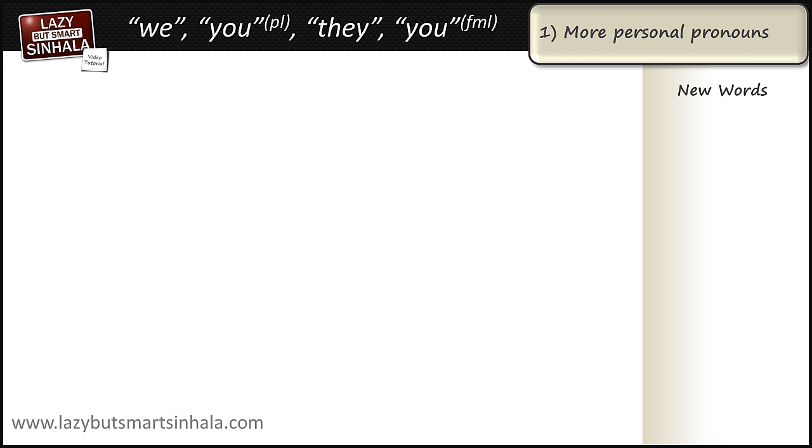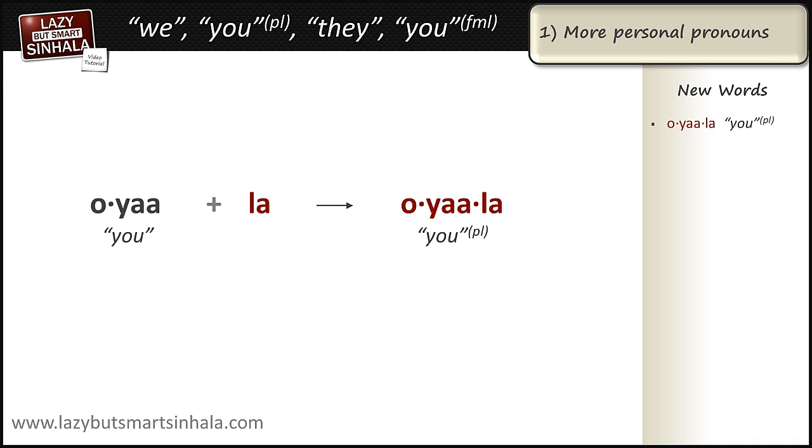By now you know that informal you is oya. Let's look at the plural informal you, which is what you will use when speaking to 2 or more familiar people. In English, the closest equivalent would be you all, or in some instances, y'all. All we need to do is take the word oya, add an indicator la to construct the word oyala.